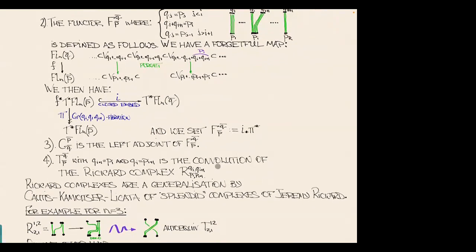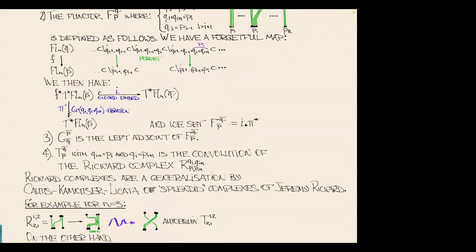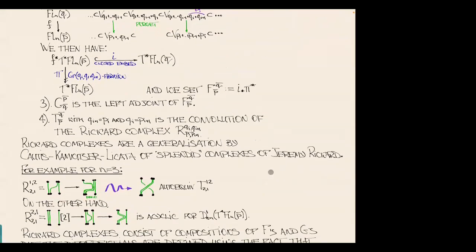And now the difficult thing in this project was to define these crossings. What happens when you take crossings of multiple strands? And this is the convolution of something called a Ricard complex, consisting of forks and merges as before. Now, Ricard complexes are a generalization by Kautis, Kamnitzer, Licata of so-called splendid complexes of Jeremy Ricard.